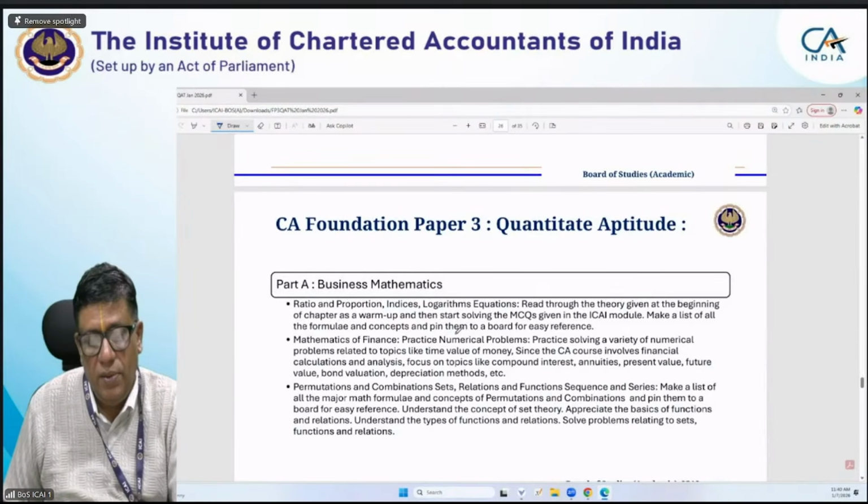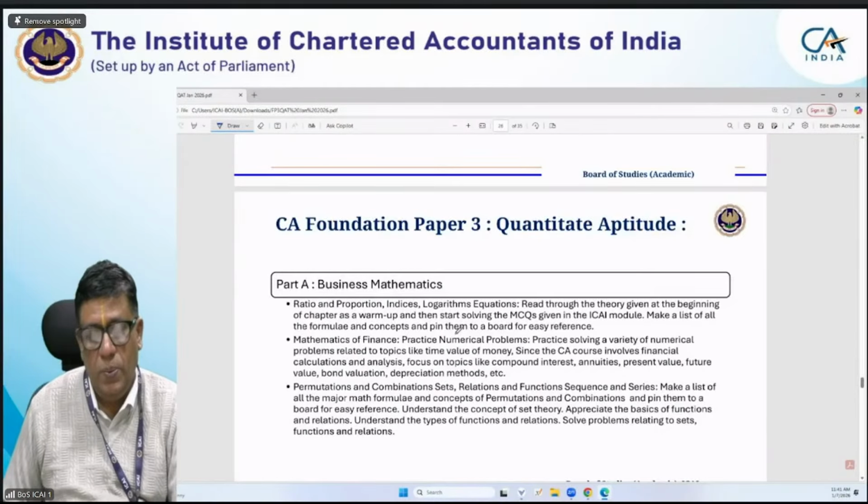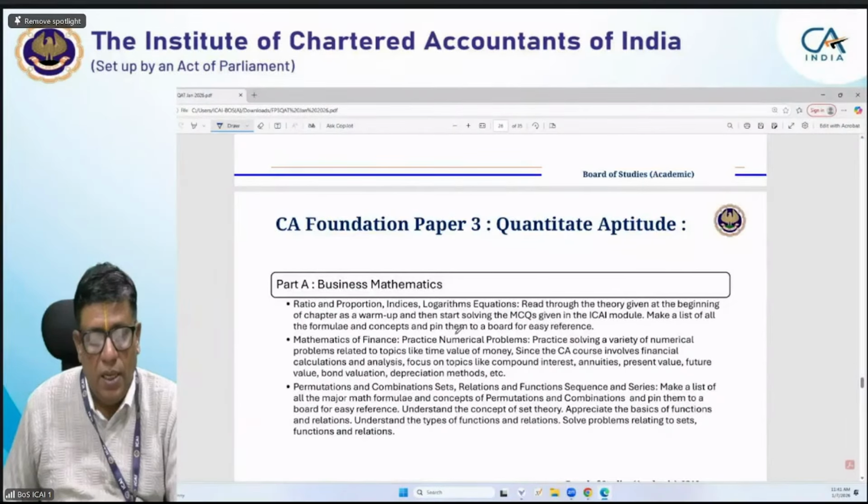In equations, there are simple equations, quadratic equations and cubic equations. If the degree of the equation is 1, we can obtain one solution; for quadratic equations, 2 solutions; for cubic equations, 3 roots. Based on that, you have to prepare the formulas, and the MCQs are given in the study material. Make a list of formulas and concepts and pin them on the board for easy reference.